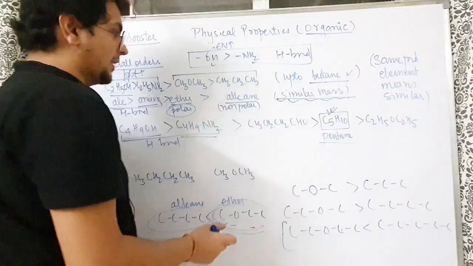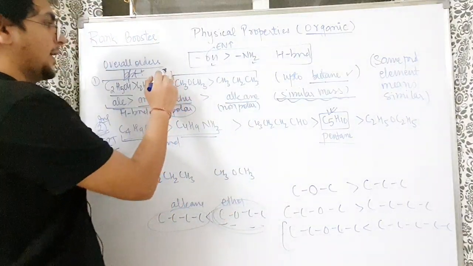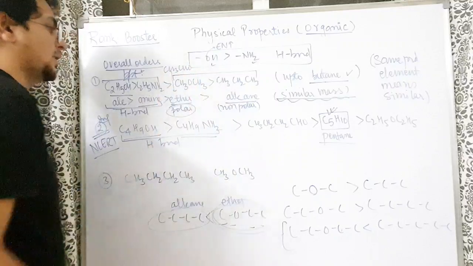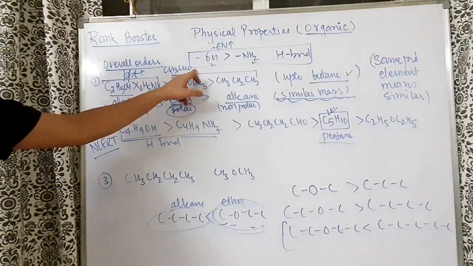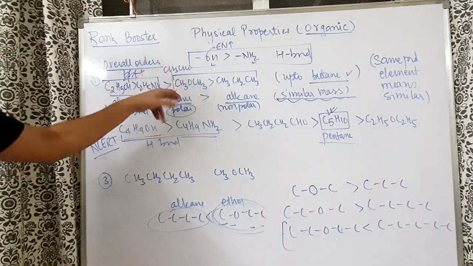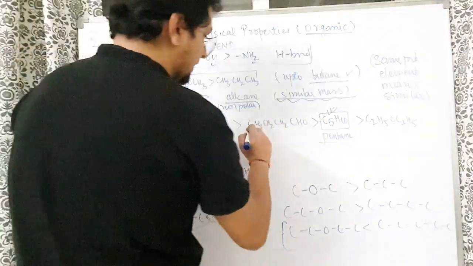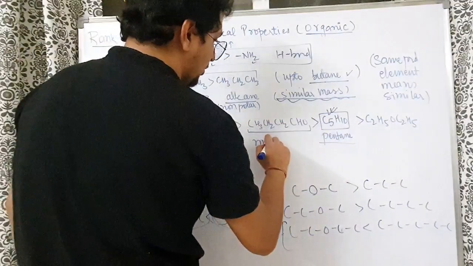Aldehyde also I brought in between. Here also I can put aldehyde. If you want, I can put aldehyde here also. CH3CHO I can put here, because 3 elements of the second period. So here also I can put aldehyde. So after that, aldehyde. Why? Because more polar.